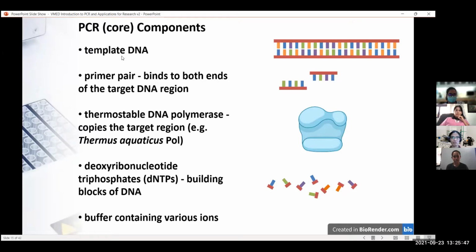First you have the template DNA, so that's your target. Usually you get them from your bacteria, from your virus, from your animal, etc. Then you have your primer pair that binds to both ends of the target DNA region. We'll take a look at these primer pairs later. Then you have the thermostable DNA polymerase that copies the target region. So this is the one responsible for copying the DNA. Next, you'll have the deoxyribonucleotide triphosphates, the dNTPs, which are the building blocks of the DNA. And next, you'll have the buffer, which contains various ions that will stabilize the PCR reaction.